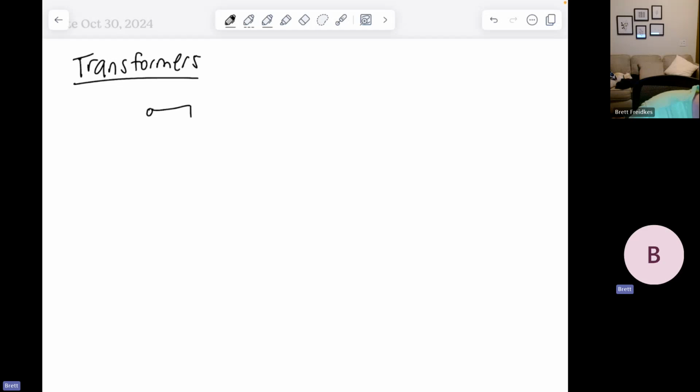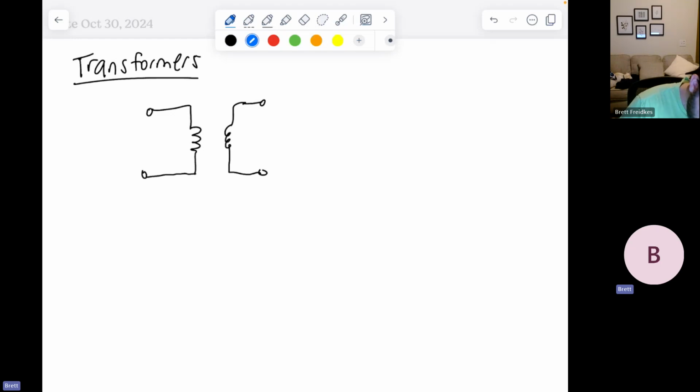A transformer is made up of two inductors where the voltage and current on one side of the circuit interact and are coupled with the voltage and current on the other side of the circuit. So in this picture here, the notation that I use is that going into the first transformer, I have some current that I will call I1.